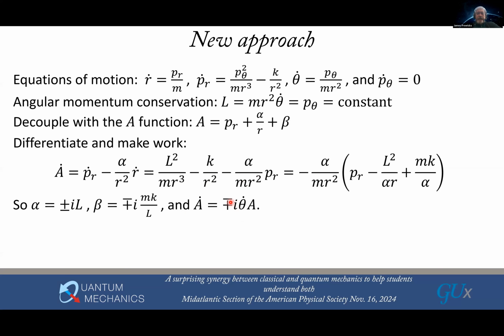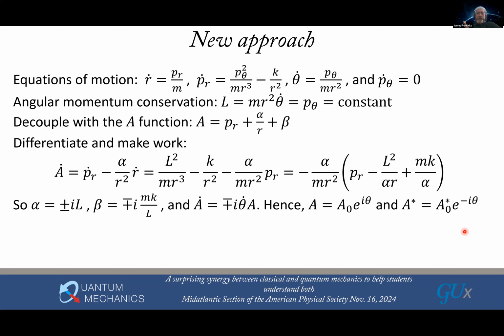We're going to work with the minus sign. So we're going to be picking alpha is plus IL. That's the thing that we're going to call A. And if we integrate this, we will just get A0 e to the I theta. And then the A star will be A0 star e to the minus I theta. It's as simple as that.